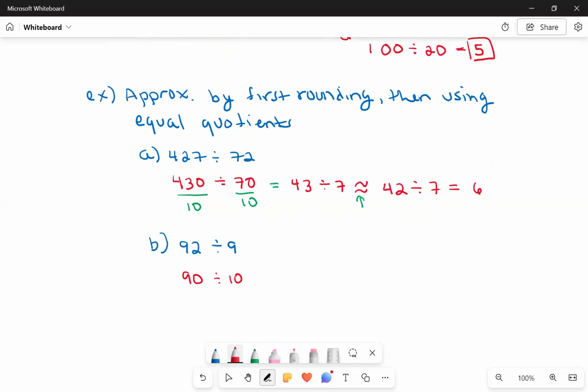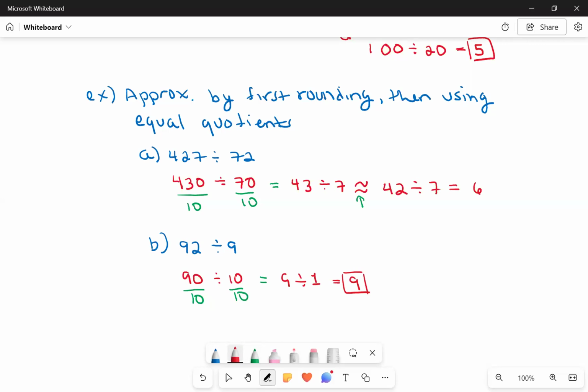At least that's kind of how I took it. First rounding, then using equal quotients. And then I'm like, okay, cool. Both of these are divisible by 10 because they want us to use equal quotients. So that gives me 9 divided by 1, which is just 9. They did do it a little different in the book. They chose to not round the 9, leave it at just 9. They only rounded the 92 and took that approach. But honestly, I feel like it's a little bit loosey-goosey.